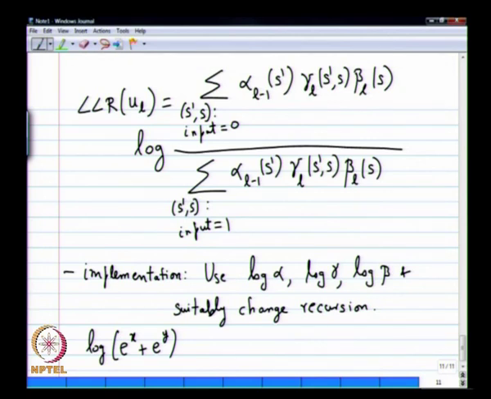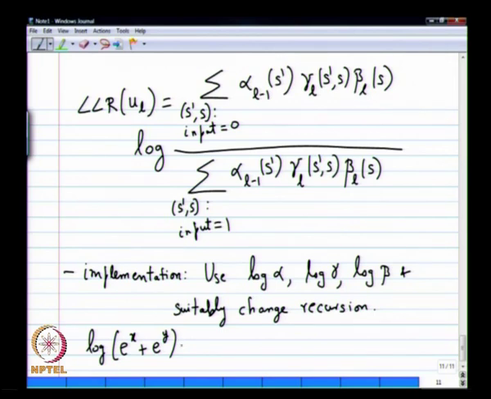Do you see that? When you do the recursion, it's alpha, summation of two products. You have to do log of e power x plus e power y, maybe not just e power x plus e power y, but several other terms, but that is just a repetition of this. Once you do this, everything else is also the same. So this is the crucial operation.